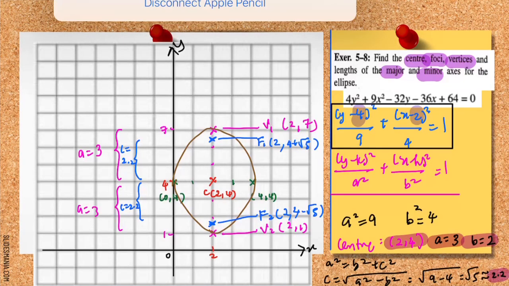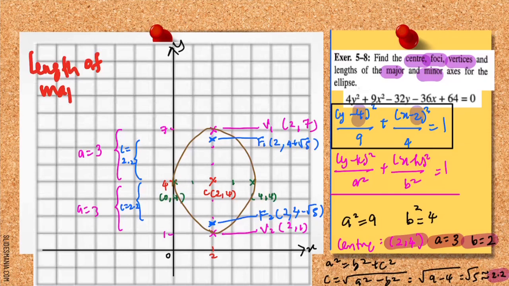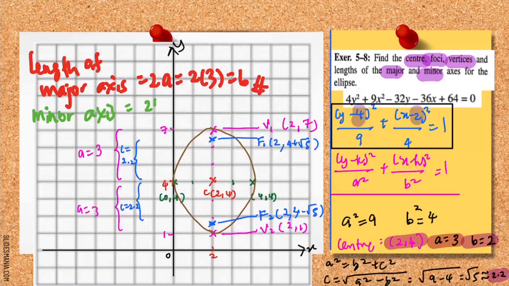So let's answer here. The length of your major axis is equal to 2a. So your a is equal to 3. Therefore, the answer is 6. How about the length of your minor axis? So the formula is 2b. So put in your b inside. Your b is 2. Therefore, the answer is 4. So you can see here, the length of your major axis is 6. And you can recheck here, the length of the minor axis is equal to 4.